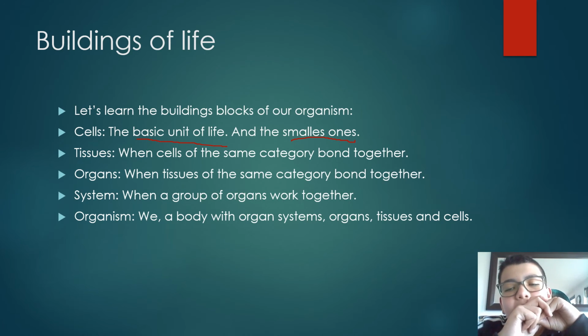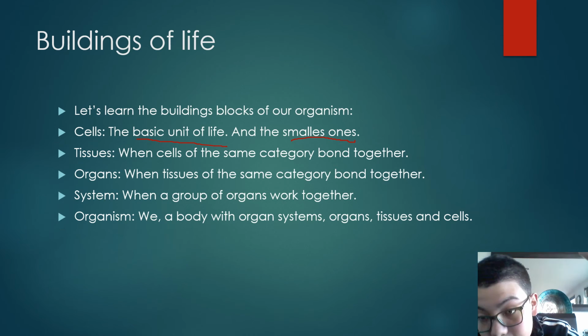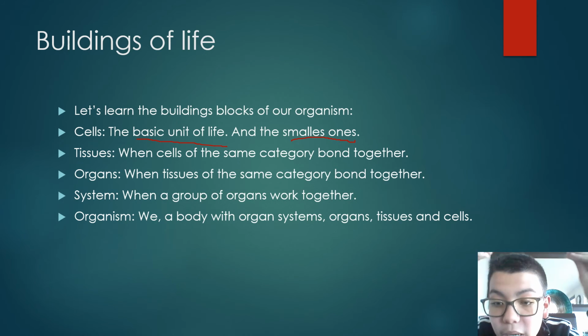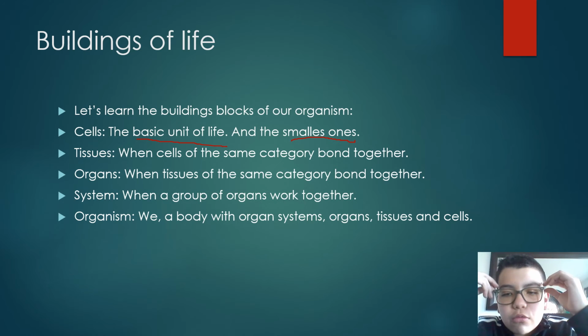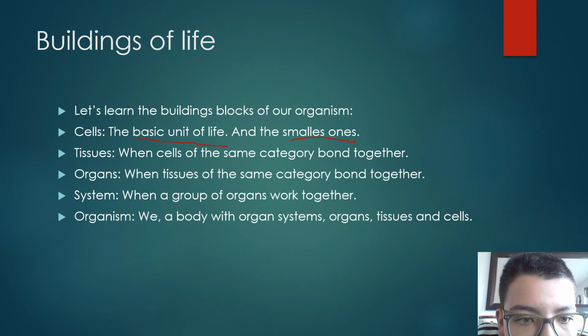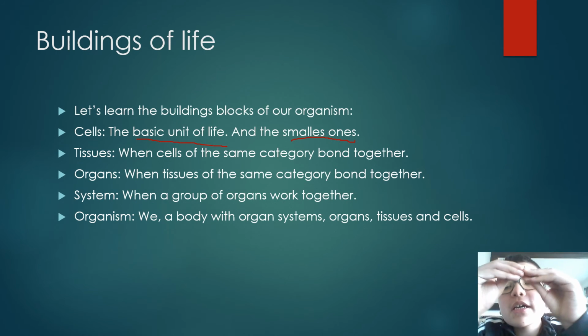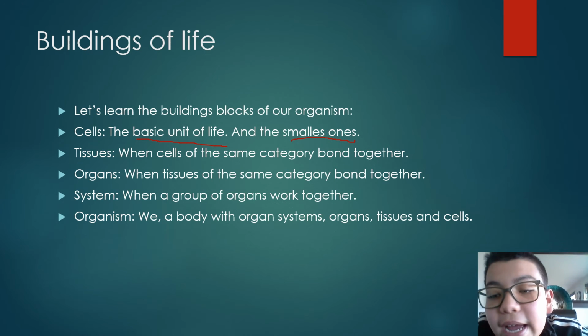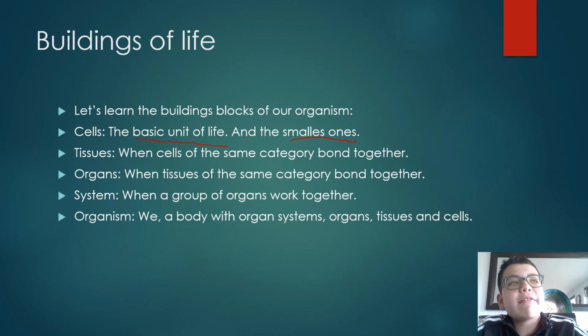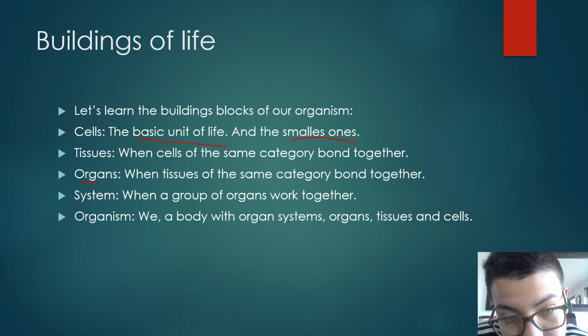Tissues are cells of the same category joined together. They bond. When tissues of the same category bond together, we can create organs. For example, we have tissues of the same category, and if they join, they create organs.